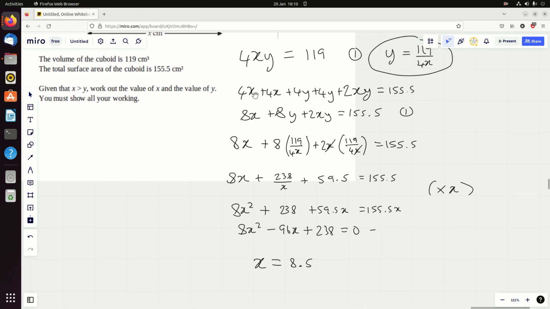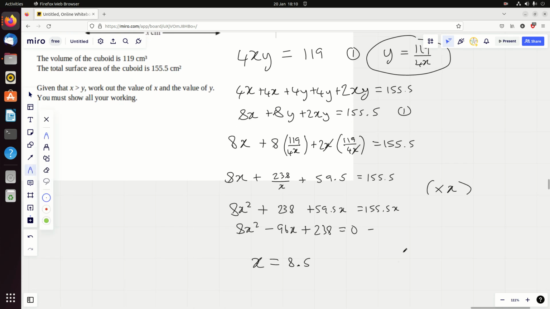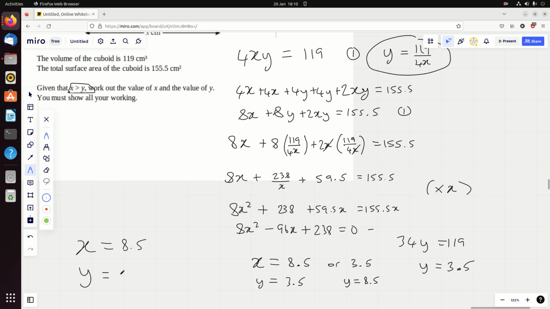Now, if you want to find the corresponding y value, just plug it in here. 4 times 8.5 is 34, 34y is 119, and so y is going to be 119 divided by 34, which is 3.5. By the way, you do also get y equals 3.5, in which case x equals 8.5. Naturally, as x is bigger than y, we want x equals 8.5, y equals 3.5. Cross out those ones because x is bigger than y.